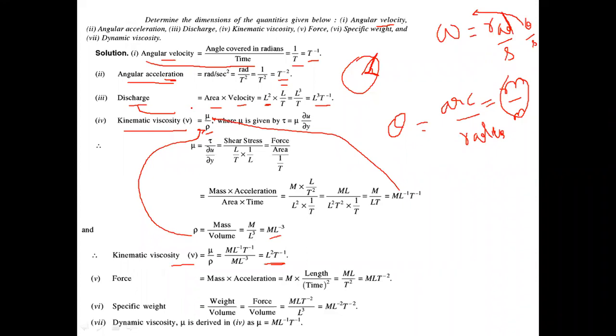Any doubts? No, sir. Okay, for force, we just did force in the previous slide also: mass into acceleration. Mass is capital M, acceleration is L by time square, so simply you can convert force also. Specific weight: if you remember the definition, it is weight per unit volume. Weight is a kind of force, so this is the fundamental dimension of force. And volume is L cube. From here, if you simplify, this is the fundamental dimension of specific weight.